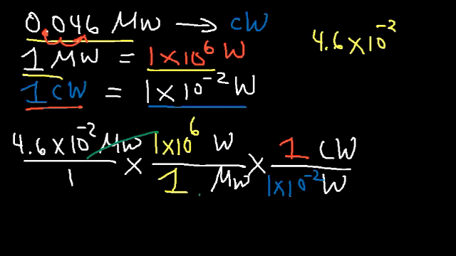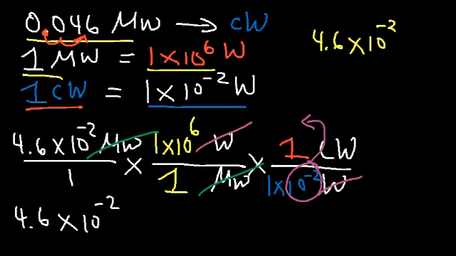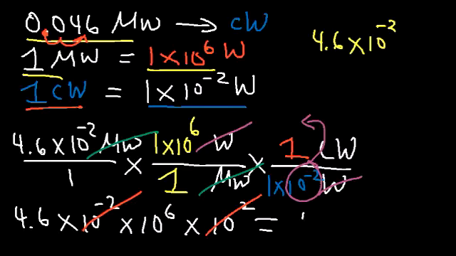And so these units will cancel, and those units will cancel. So now what I'm going to do is take the 10 to the negative 2 and move it to the top. So what I now have is 4.6 times 10 to the minus 2 times 10 to the 6 and times 10 to the positive 2. Negative 2 plus 2 is 0. So my final answer is simply 4.6 times 10 to the 6 centiwatts.